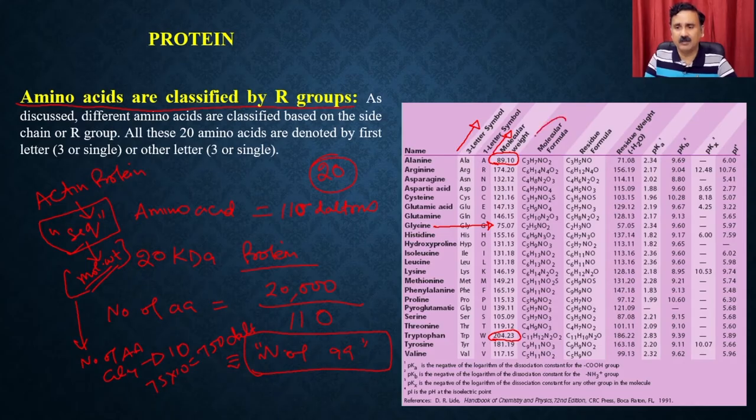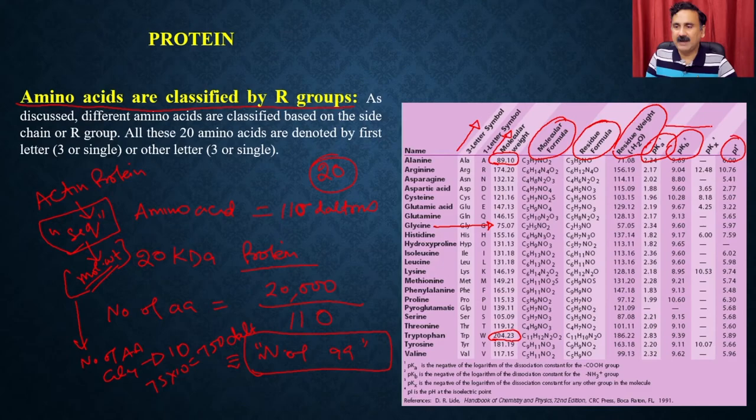So this is the molecular formula given for each and every amino acid. Then the residue formula is given, and then you have the residue weight, which means that if you remove the water molecule, this is the molecular weight. Then it also gives you the pKa values, and if the amino acid has two functional groups, it also gives you the pKb, and it also gives you the pI value.